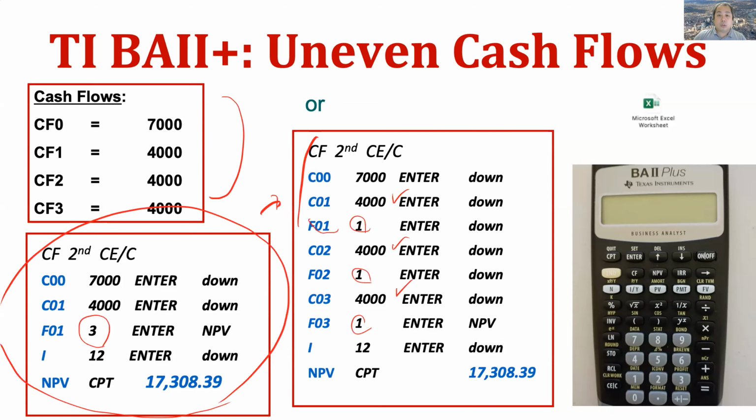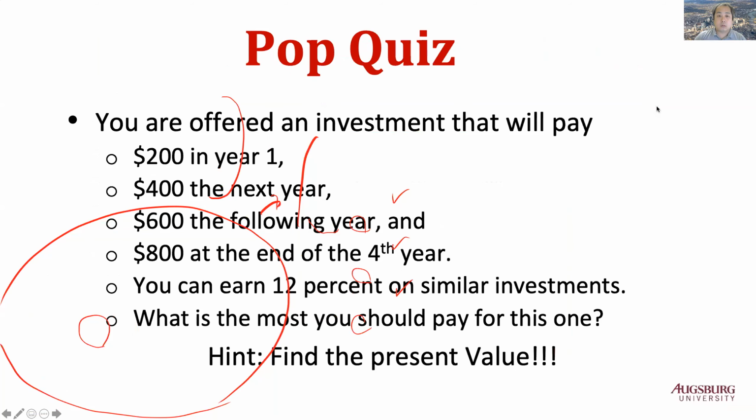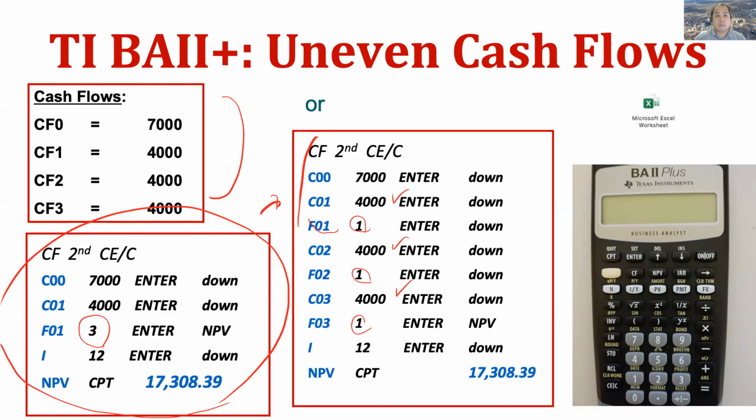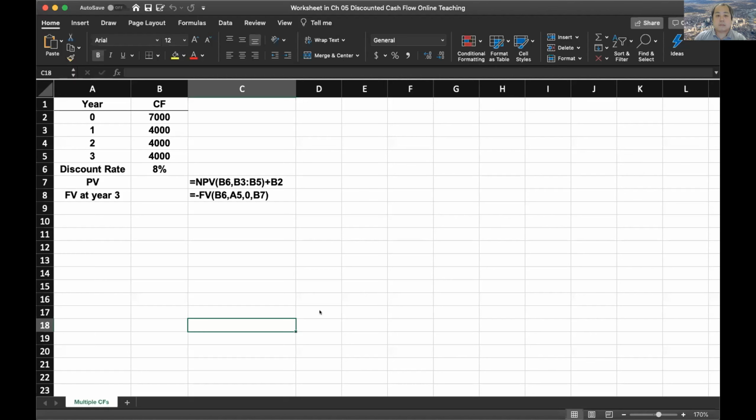You can also use an Excel function too. Let's use it. We have 7,000, 4,000, 4,000, 4,000. The rate is 8%. When you want the present value, you use the function called NPV.